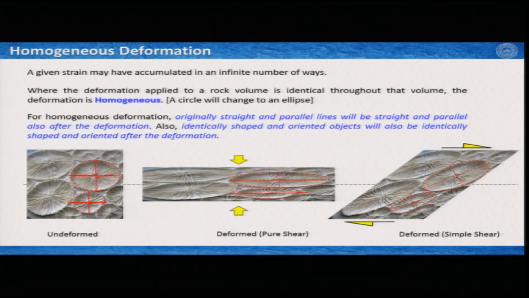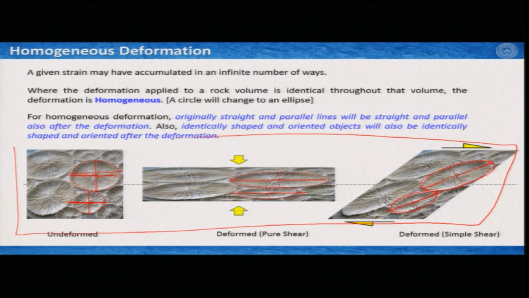So shape has changed, but they changed in a similar way. In the second example, which is a simple shear example, what we see here, these two were parallel lines. In this case they rotated, but they still are parallel, and the shapes are also similar in these cases. So from the definition we can say that these features that we see here, this is the original and then deformed in two different ways, these two represent homogeneous deformation.